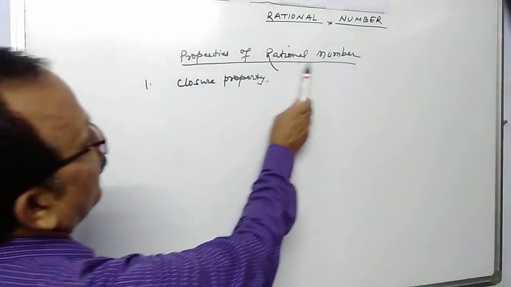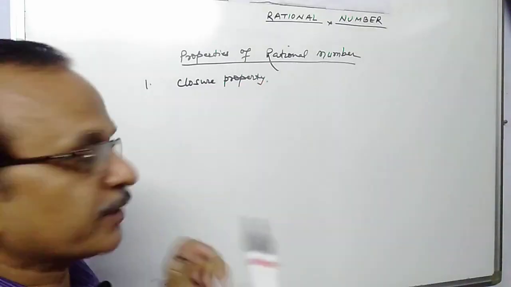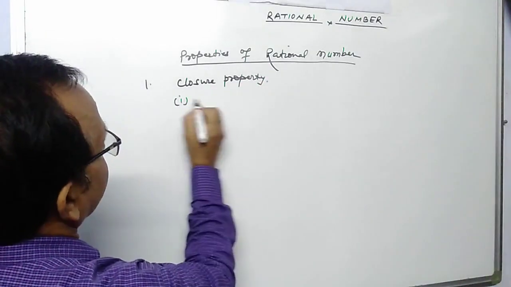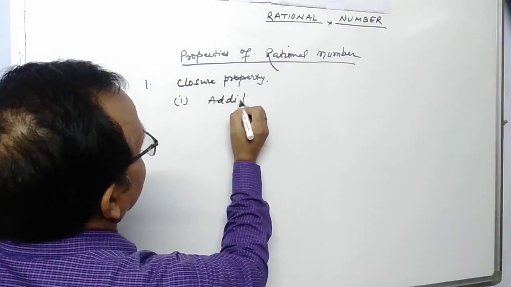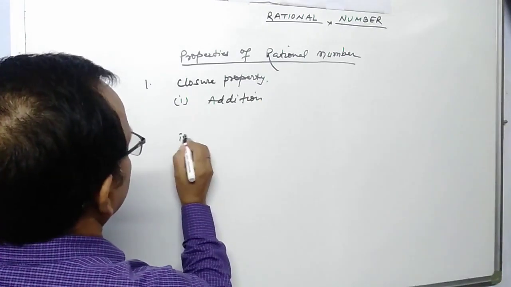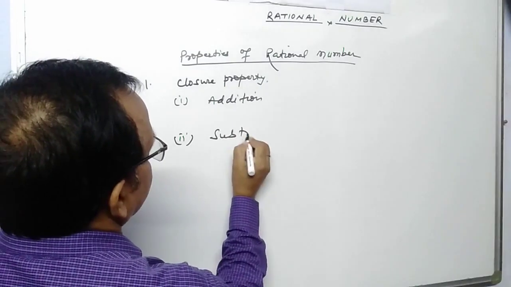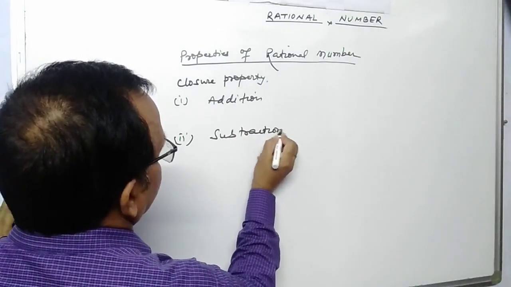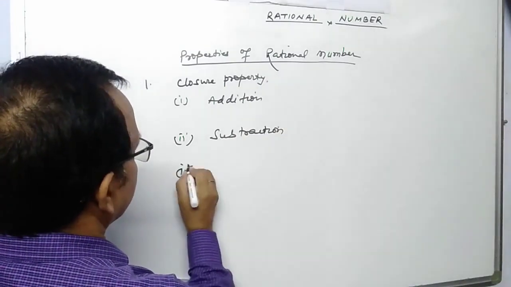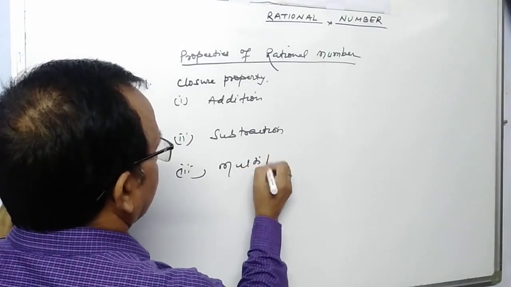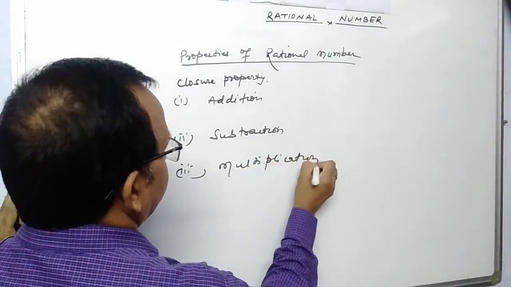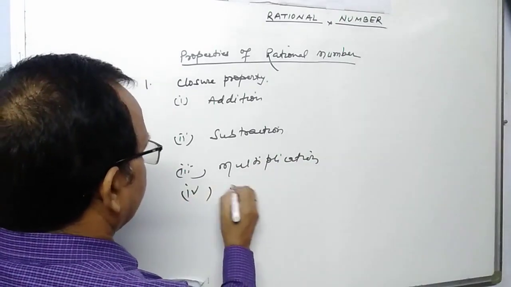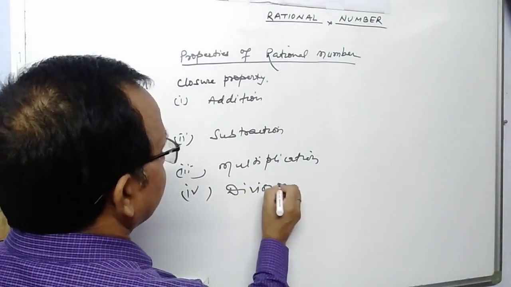Okay. Properties of rational number. First one is closure property. In closure property, 4 things are here. Addition, second one is subtraction, then multiplication, and then division. One by one we will see it.